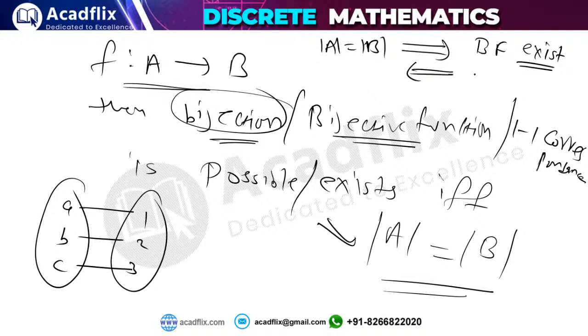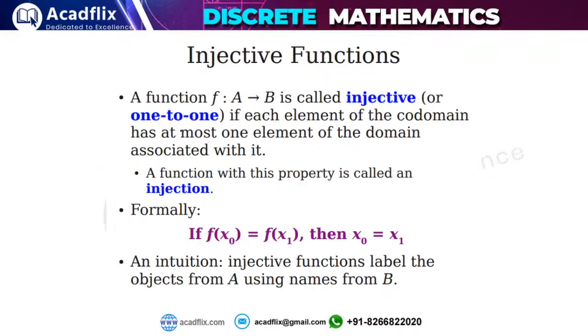Similarly, if a bijective function exists, then the cardinality of A will be equal to the cardinality of B. This is the result. So we have seen everything about functions. We have seen what is a one-to-one function. A one-to-one function is also called an injective function.